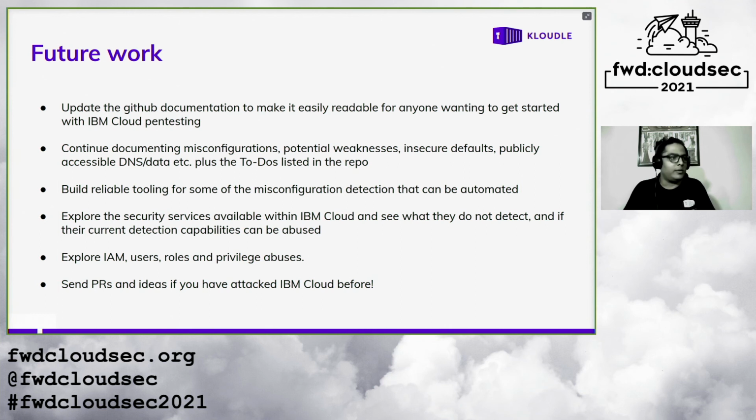IBM Cloud is comparable to any other cloud provider out there. There are a lot of services. There are a lot of resources that you would create. Misconfigurations can exist just like any other cloud provider, right? And because there's not enough documentation, and it's not coherent in a lot of places, mistakes are going to happen and misconfigurations are going to exist. And so the future work that I want to do is essentially around those things. And please, if you have any ideas, and the GitHub repo is public, make sure that you send your PRs and ideas to me so that we can, as a community, expand the research around the IBM Cloud.